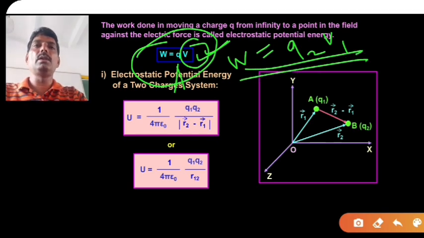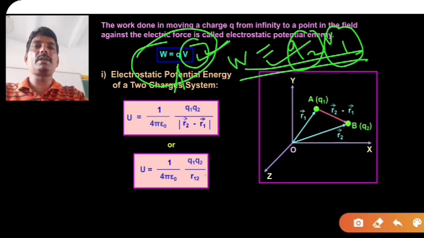How to write the suffix here, because so many students get confused about this one. What should be the suffix there? The charge is the one which you are bringing from infinity, and the potential is that of the source charge where you are bringing the Q2.